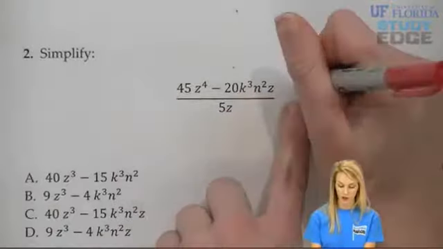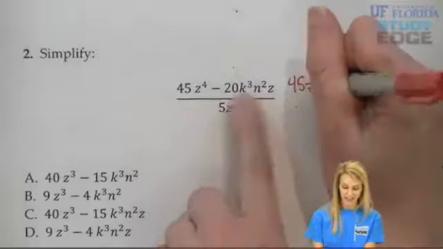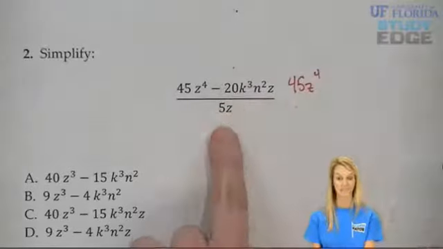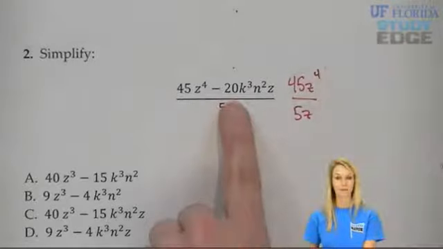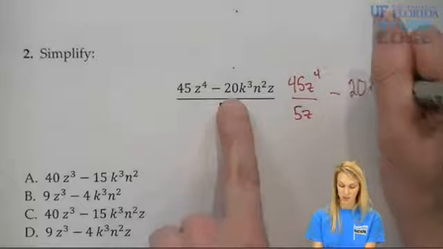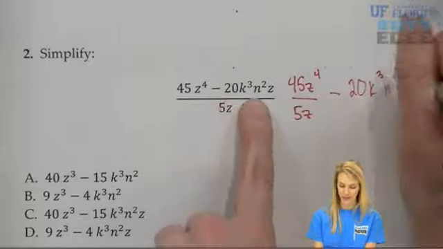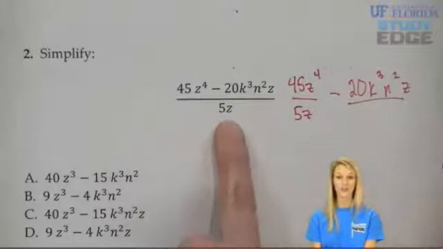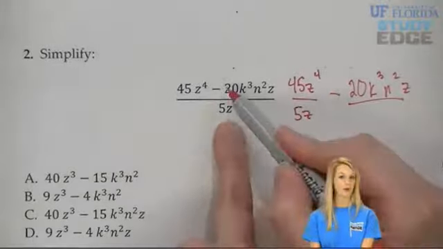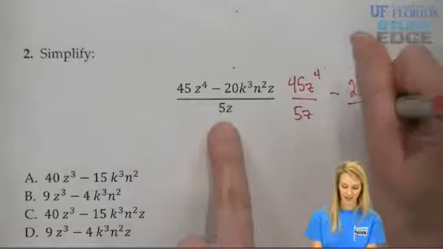Our first part, we have 45z to the 4th. We divide it by our denominator, right? Divided by 5z. Our second part, we have a negative, so put that minus sign. Our entire term is 20k to the 3rd n squared times z. Put it over your denominator, right? Every single piece of your numerator gets divided by your denominator.